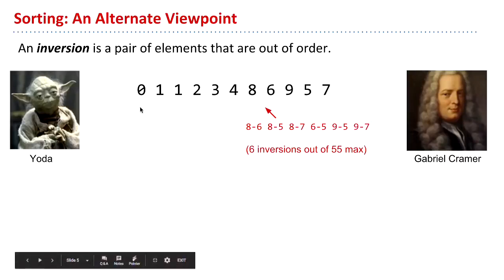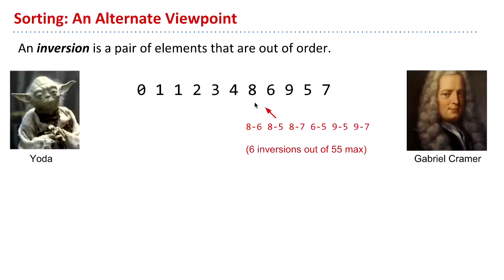So for example, our 0 and 1, that's a pair. Are these in order? Yeah, that one's great. Okay, something that's not, well, 8 and 6. So 8 and 6, those are not in the correct order. So this is an inversion. It's no good. 8 and 5 is an inversion. 8 and 7 is an inversion. 6 and 5 is an inversion. 9 and 5 and 9 and 7. And those are the 6 inversions in this array out of 55 max.